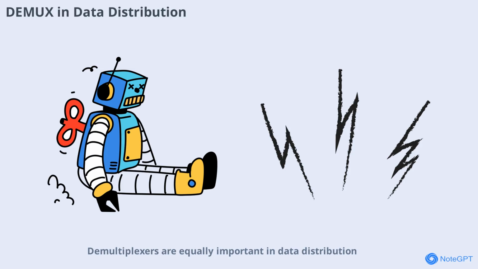Demultiplexers are equally important in data distribution. When a single data source needs to send information to multiple destinations, a DEMUX ensures that each destination receives the correct data. This is common in memory addressing, where a single address line can select among many memory cells.